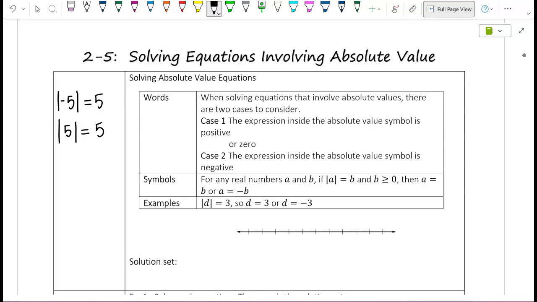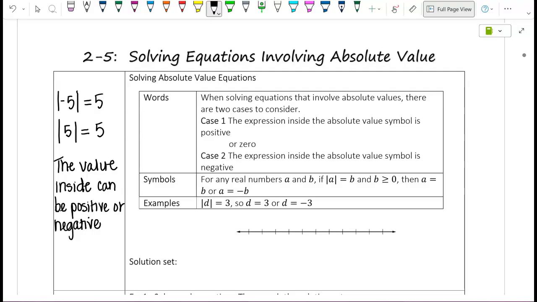So when I'm solving, I need to consider that what's inside the absolute value could be negative or it could be positive to give me that positive value. So you're going to see we're actually going to have to solve 2, because the value inside can be positive or negative. So we have to keep that in mind.